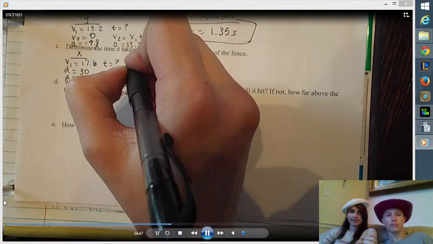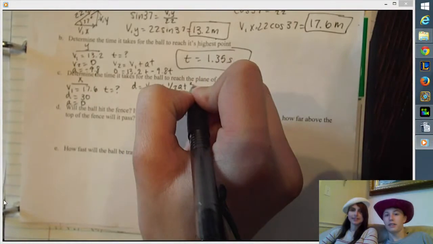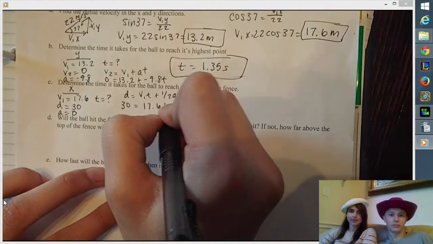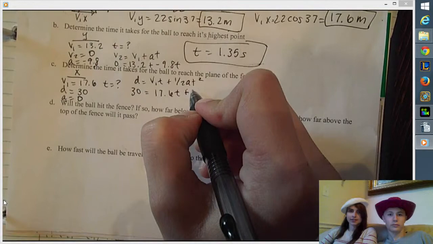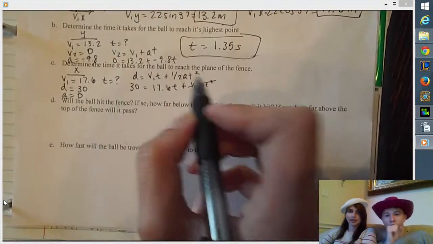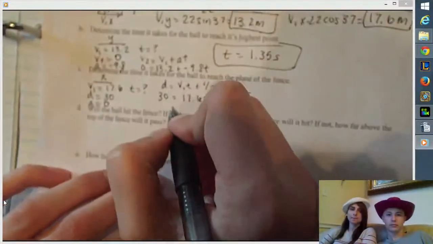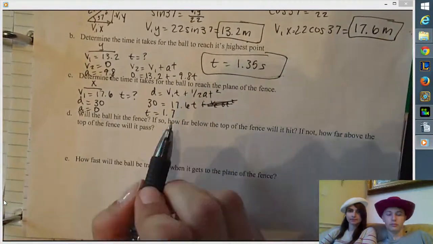So the formula that uses V1, D, A, and T is D equals V1T plus half AT squared. Now you just plug in all your stuff. So we got 30 equals 17.6 T, because we're solving for T. Acceleration is 0, so that whole part cancels and we don't even need it. It's just 30 equals 17.6 T. So we solve for T, and T equals 1.7.